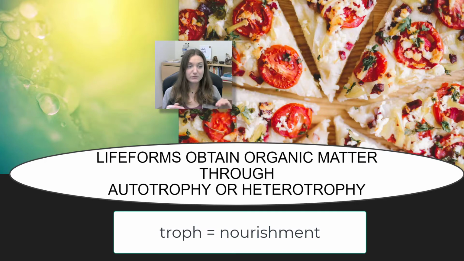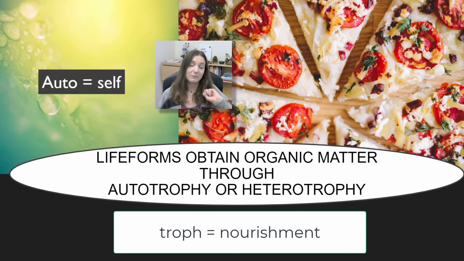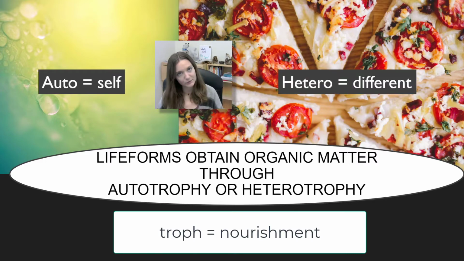But we use this term troph. You'll see this suffix troph, and that just means nourishment. So that really just means where are we getting our matter. Organisms can be autotrophs, meaning that they self-feed, okay? Or they can be heterotrophs. Hetero meaning that they get their organic matter from a different source.